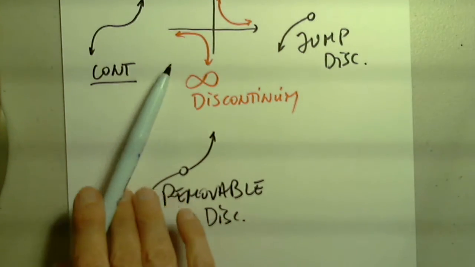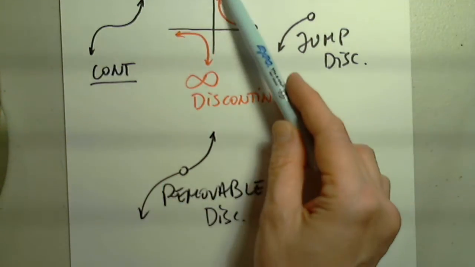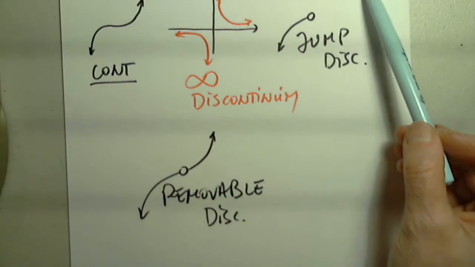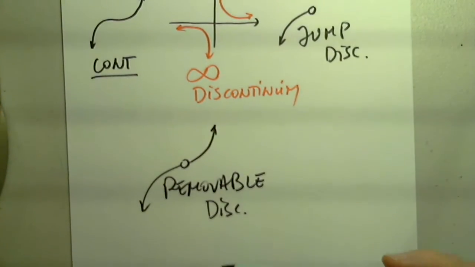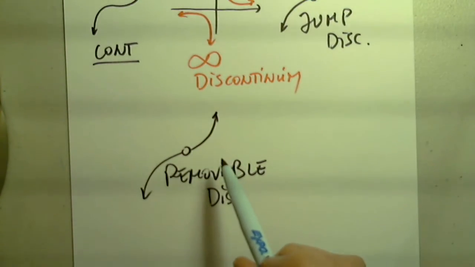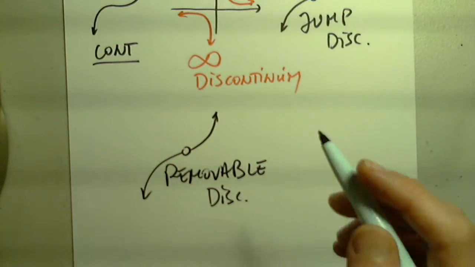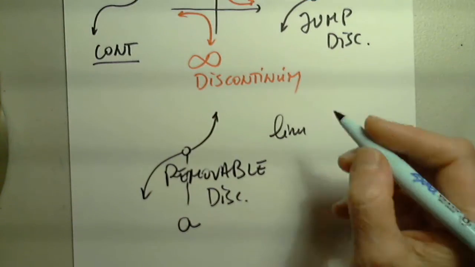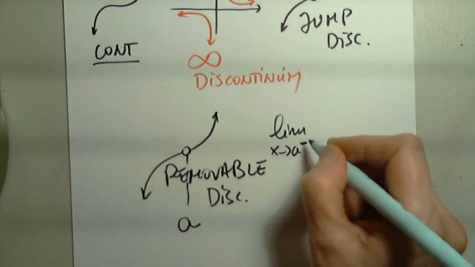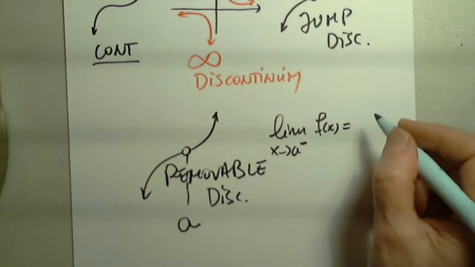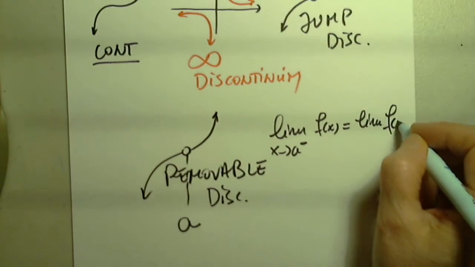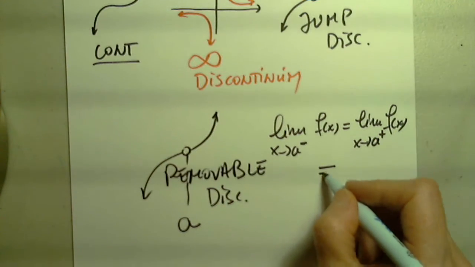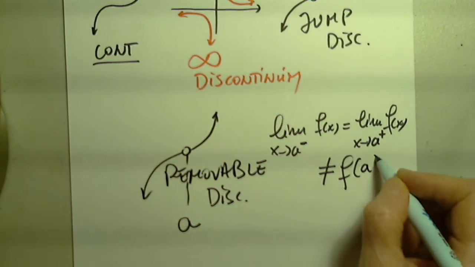So here you see the limit from the left is -infinity. The limit from the right is +infinity. Here the limit from the left, I don't know, is 4. The limit from the right is 6. But what happens here? Here the limits from either side are the same. So this is at a. The limit of f of x as x approaches a from the left equals the limit of f of x as x approaches a from the right. But they're not equal to the function value at a.